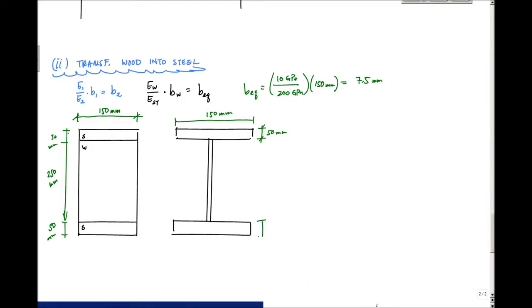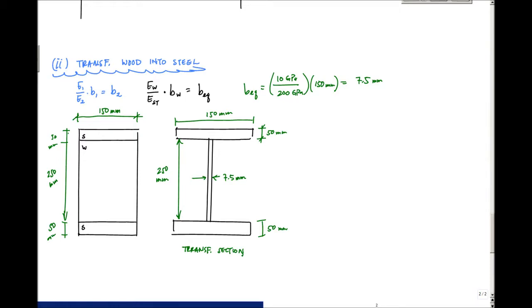And this width right here is 7.5 millimeters, and the interior dimension right here is 250 millimeters. And this is my transformed section. Again, the key is the height did not change because we cannot alter the strain profile. So the only thing that we can modify of these areas is the width. Okay.